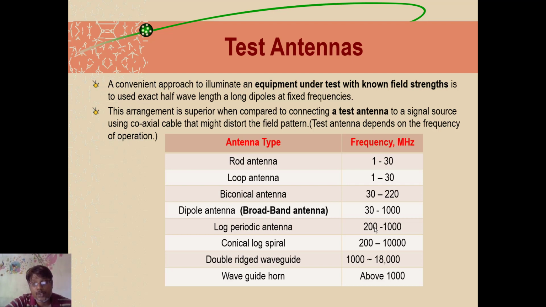Log periodic antennas can also be used for this, and conical log spirals are used if you want to go up to 10 gigahertz. Up to 18 gigahertz, rigid waveguides are used. Above 1 gigahertz itself, waveguide antennas are used. So these are the antennas used as a testing antenna for your RS test.